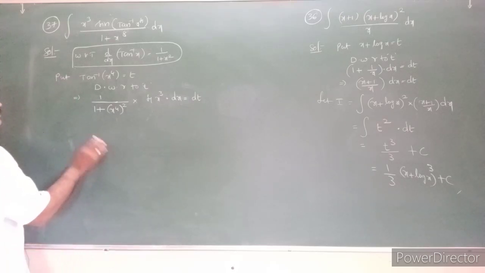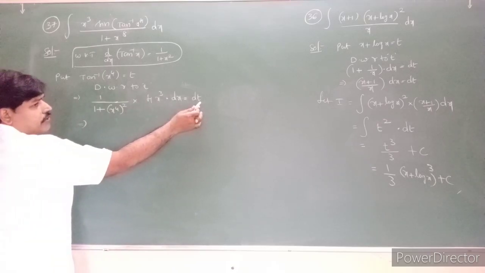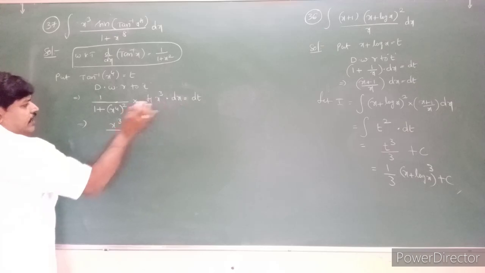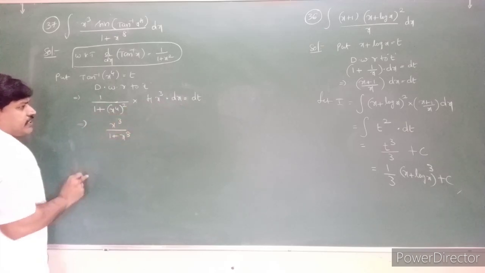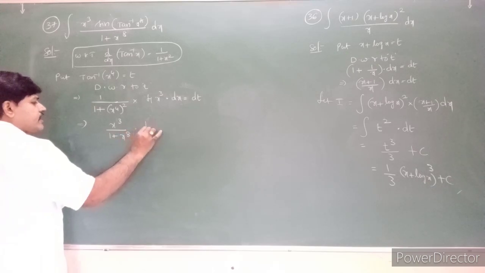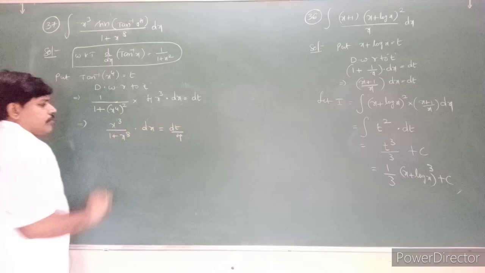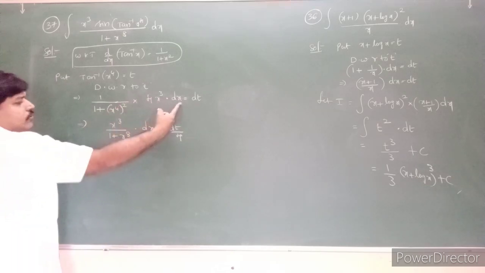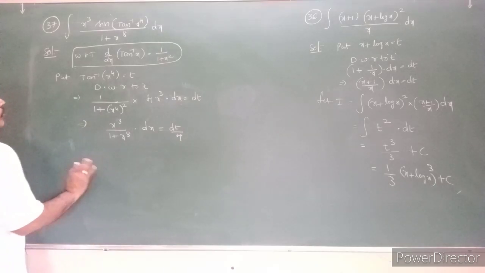That implies, I will take this 4 to the denominator of dt. So we can write x cube by 1 plus x power 8 into dx is equal to dt by 4. X cube by 1 plus x power 8 into dx is equal to dt by 4. So we will take the problem here.